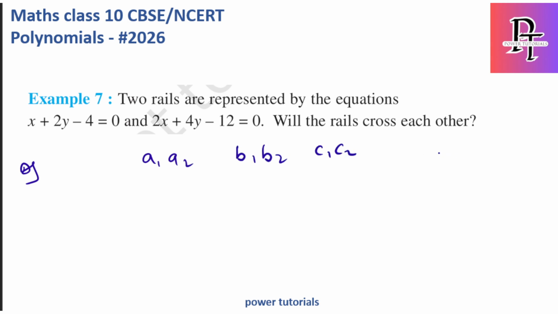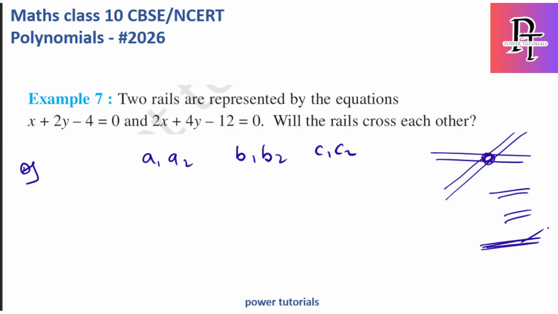So what they're saying is we have two tracks. This is one track and we have another track. First, suppose they are intersecting. Only when they are intersecting will we have a common point. If they are parallel, they will not have a common point. And if they are on the same track, both are the same, then it is coincident. Here also there will be a common point.